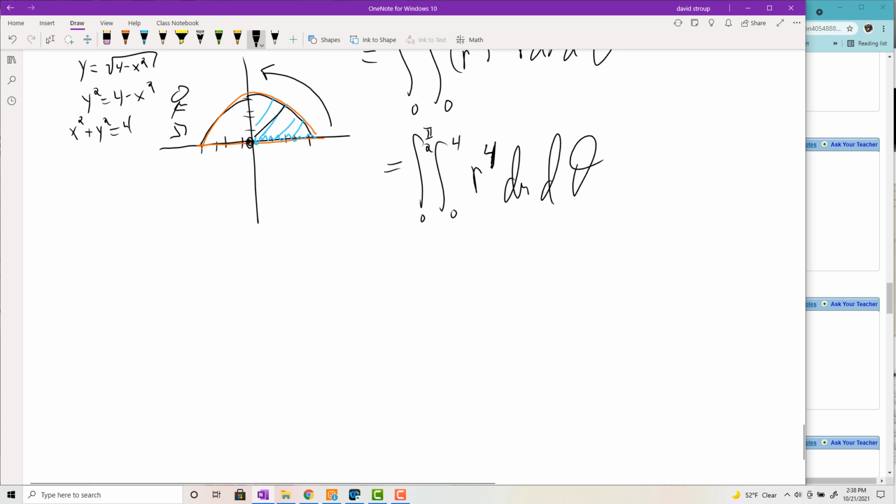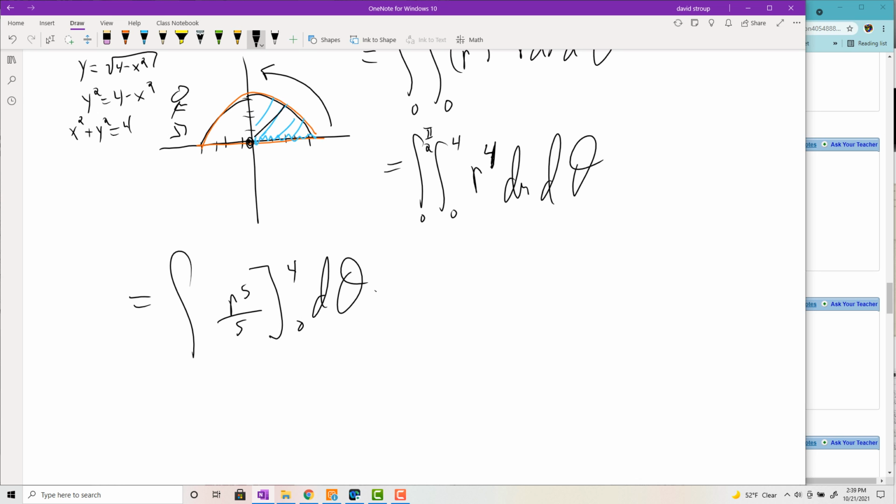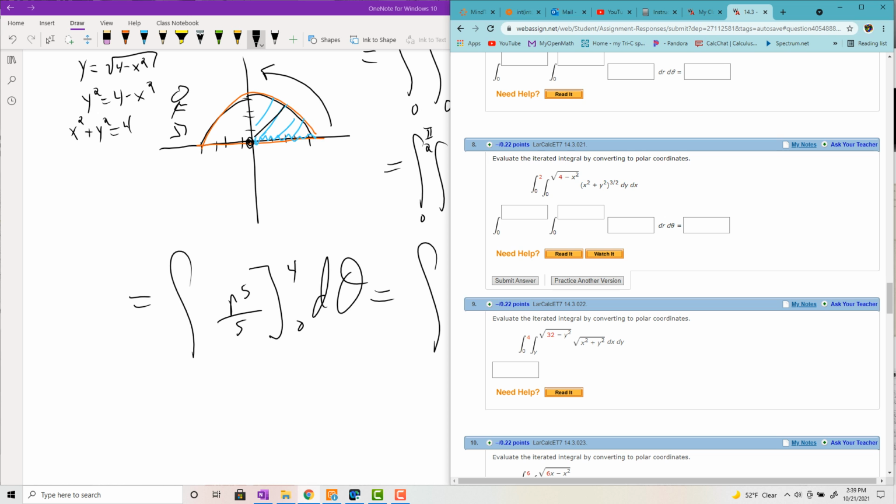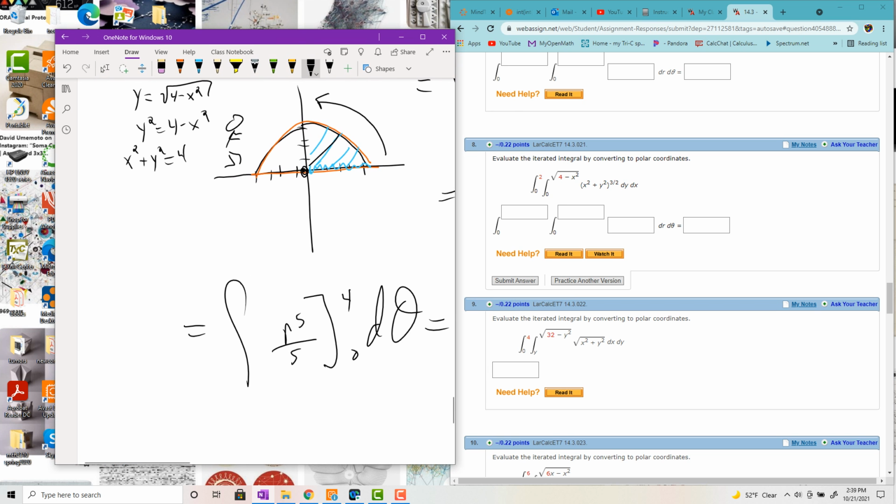And so integrate that, you get r to the 5th over 5 from 0 to 4 d theta. The integral of 4 to the 5th over 5, whatever that is, d theta. And that'll be 4 to the 5th over 5 times theta from 0 to pi over 2. And that'll be 4 to the 5th over 5 times pi over 2. I wonder if they just let me put it in that way. It's probably going to force me.